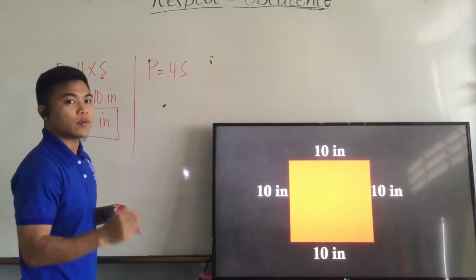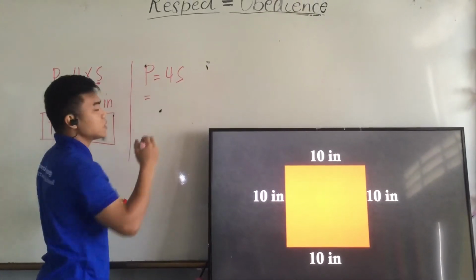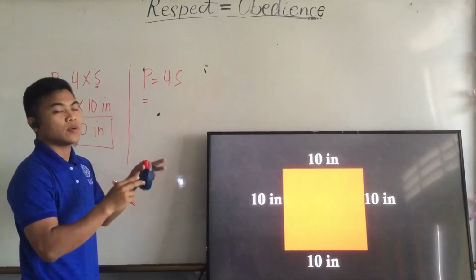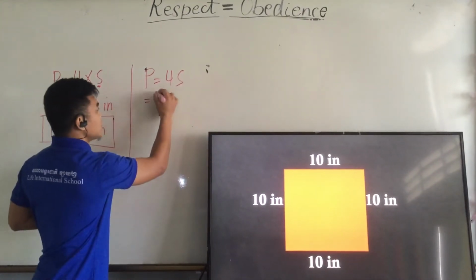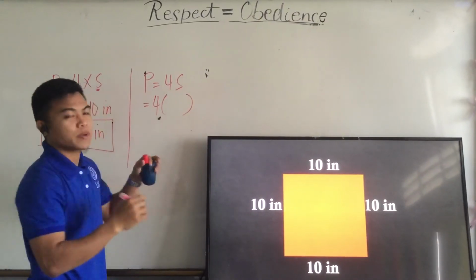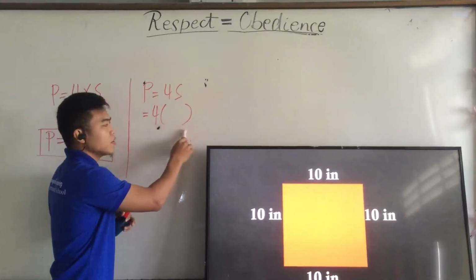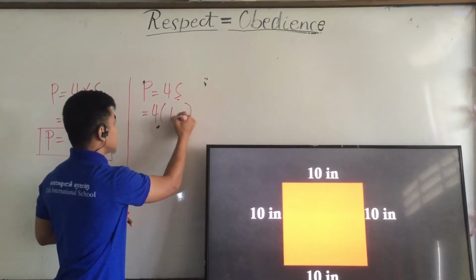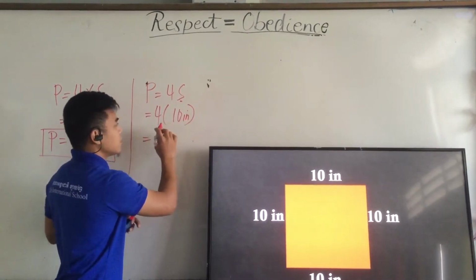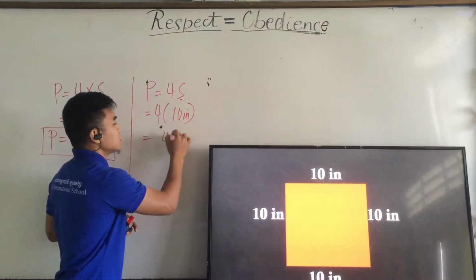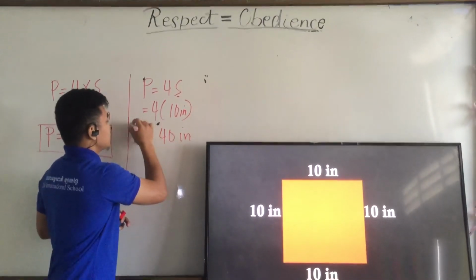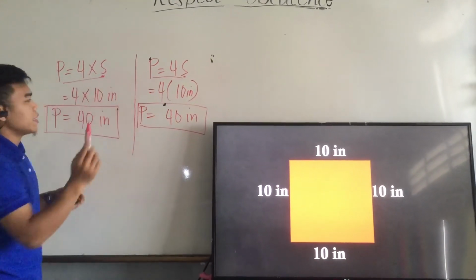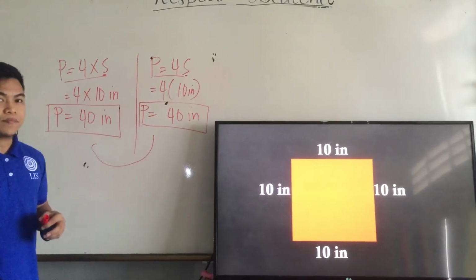Now let's proceed to number 2, or the second formula. In this way, we will see what I mean that they are all the same, though they are written in different forms. In order to separate two numbers, you have to put open and close parentheses. What is the value of S? It is 10 inches. So 4 times 10 is, it's still 40 inches. See, though the formulas are written in different forms, the answers are all the same.